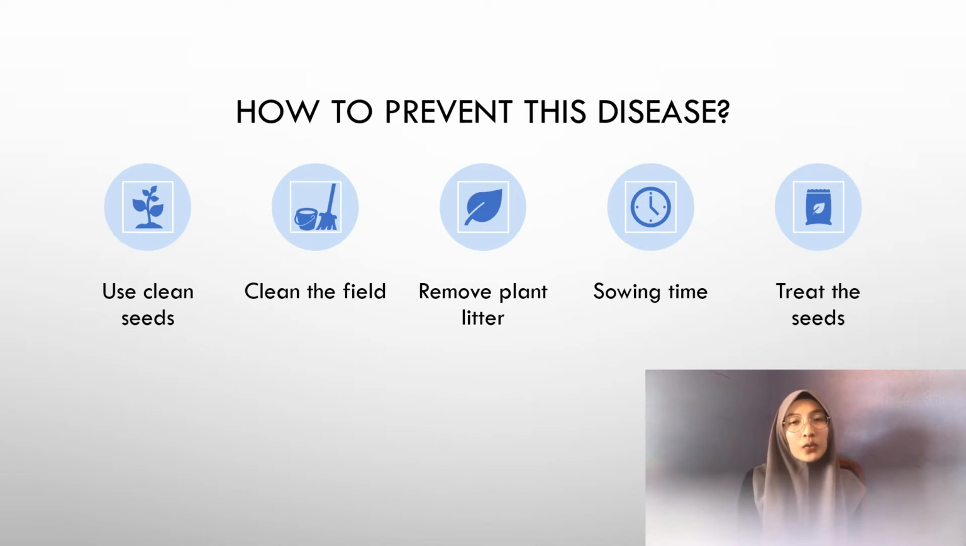Third, we need to remove plant litter. Next, sowing time, which is we need to adjust sowing time to avoid low temperatures. Last, for the control of sheath brown rot disease is to treat the seeds. It is treated with hot water at 65 degrees Celsius.